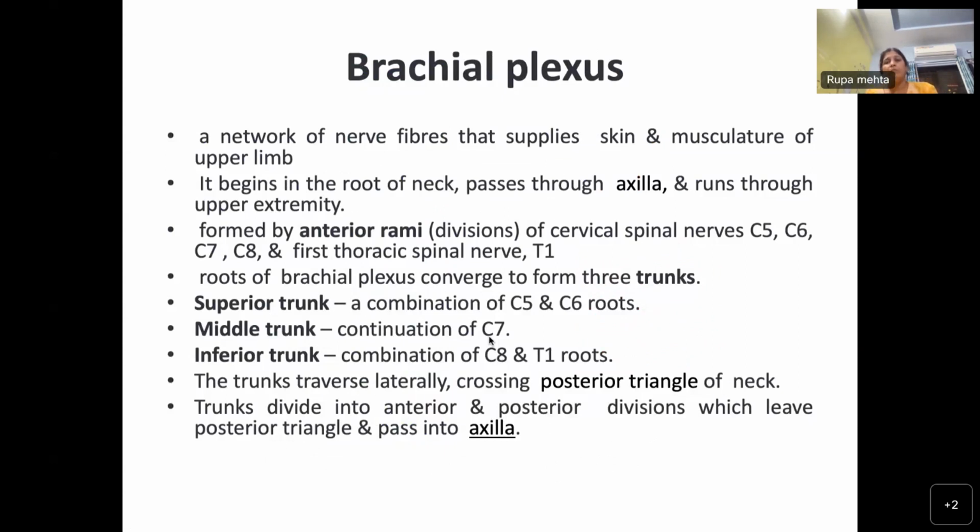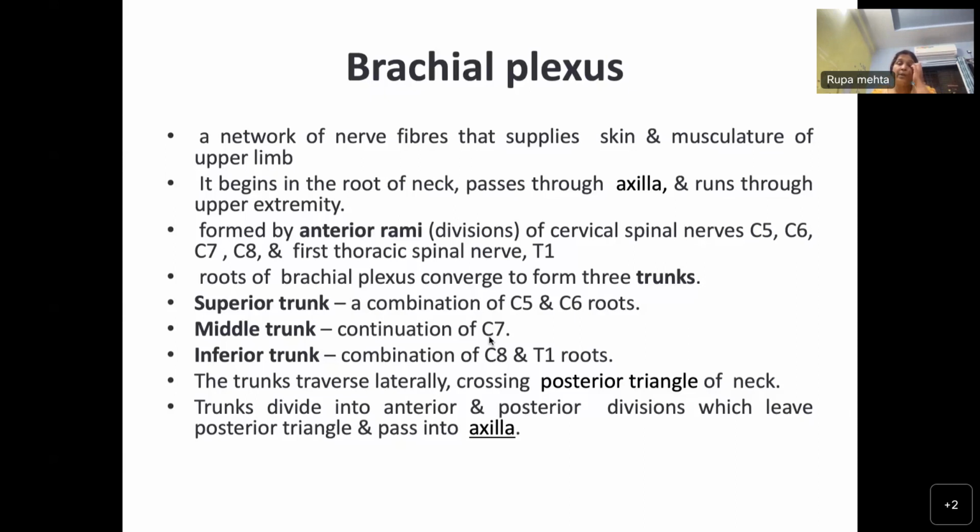So brachial plexus, a network of nerve fibers that supply skin and muscles of the upper limb. Now it begins in the root of neck, passes through axilla and runs through upper extremity. It is formed by anterior rami of cervical spinal nerves C5 to C8 and T1. Now roots converge to form trunks.